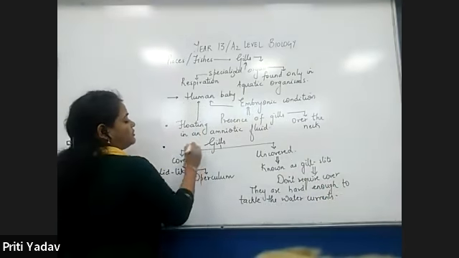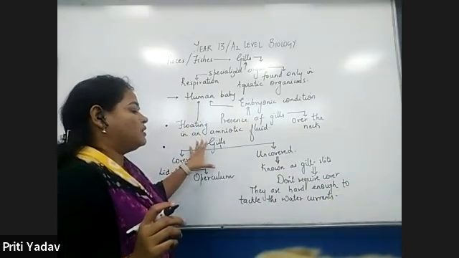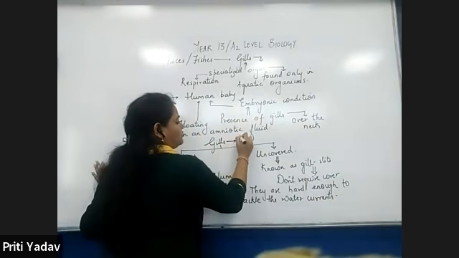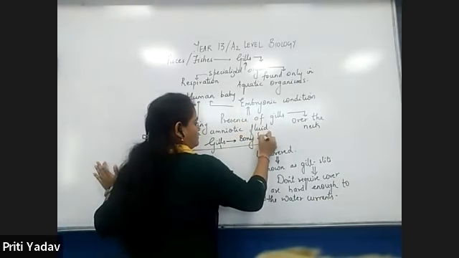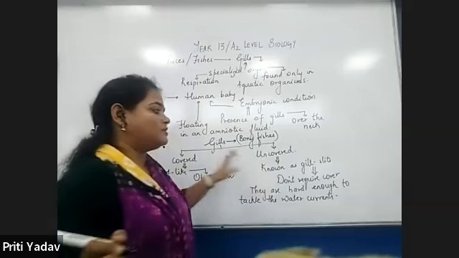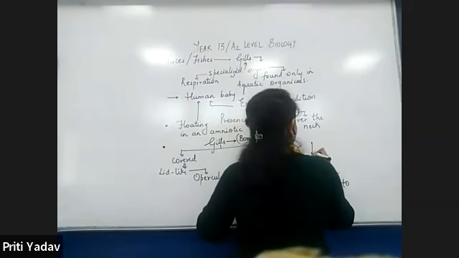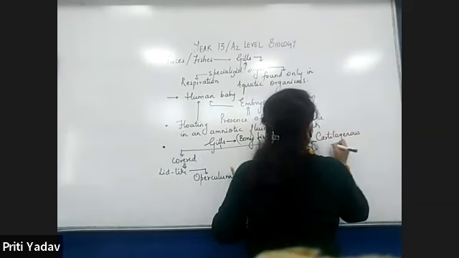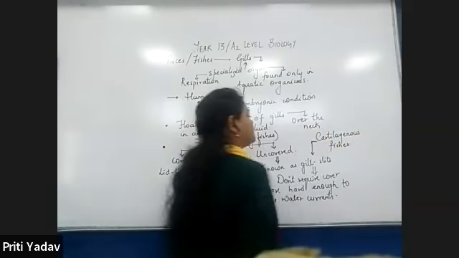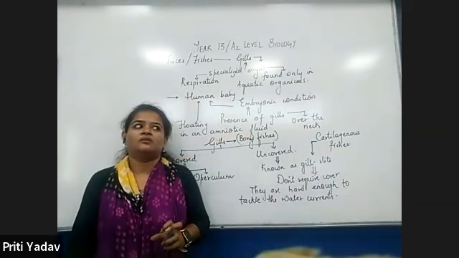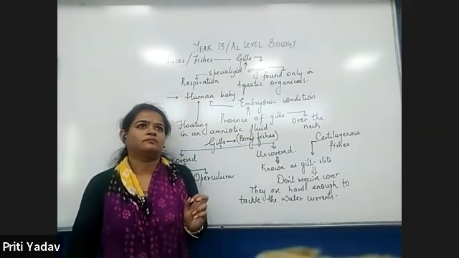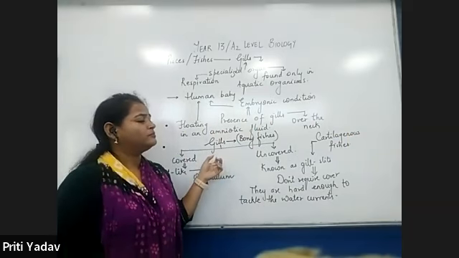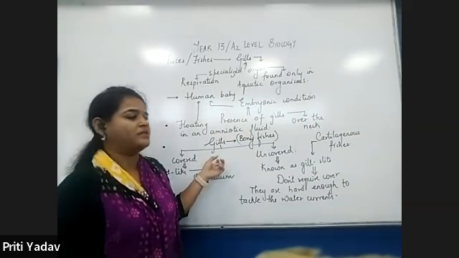So there's a differentiation between gills and gill slits. Gills, the most common example comes with bony fishes, whereas uncovered gill slits come with cartilaginous fishes. Cartilaginous fish examples are sharks, electric ray, stingray, and bony fish examples are rohu, tilapia, etc.